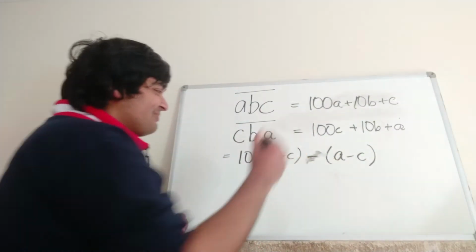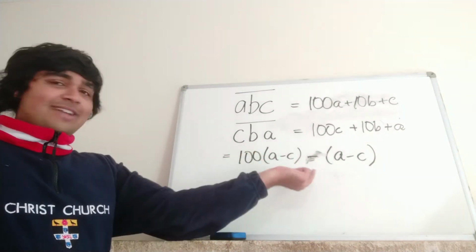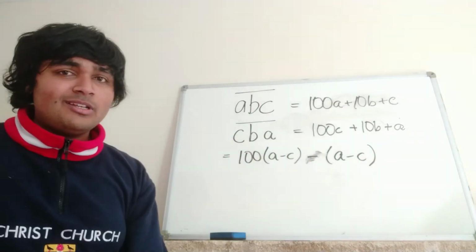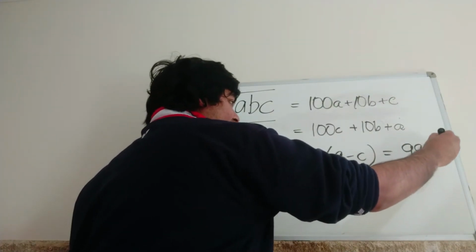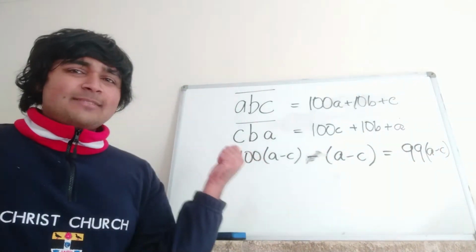Minus A minus C. Now, here we can just factor out the A minus C, and then we're left with 100 minus 1, which is just 99. So we're left with 99 times A minus C. Now remember, this is if A is bigger than C.